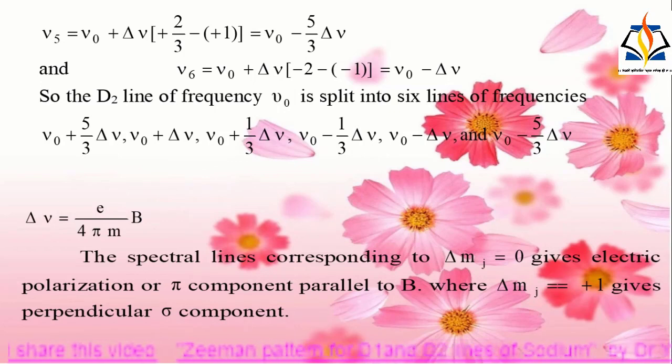The spectral lines corresponding to delta mj is equal to 0 give electric polarization or pi component parallel to B, whereas delta mj is equal to plus minus 1 gives a perpendicular component, the sigma component.